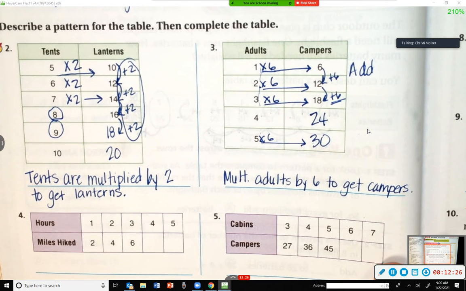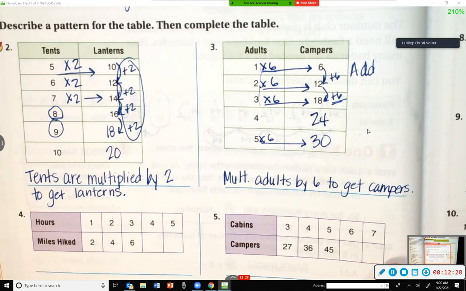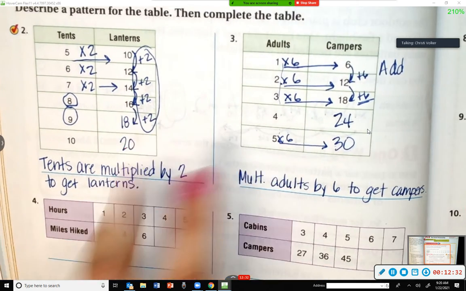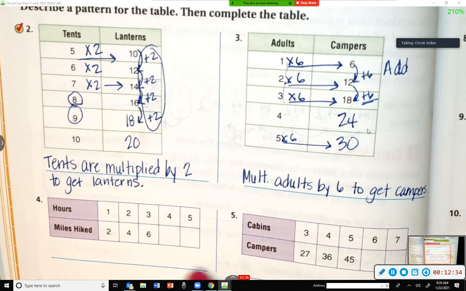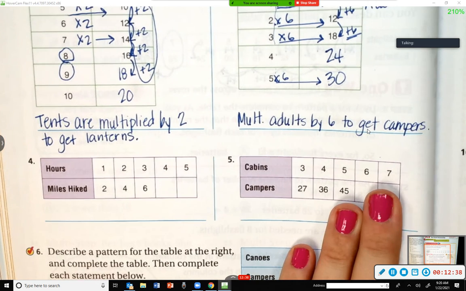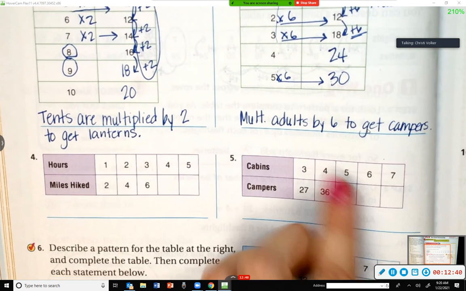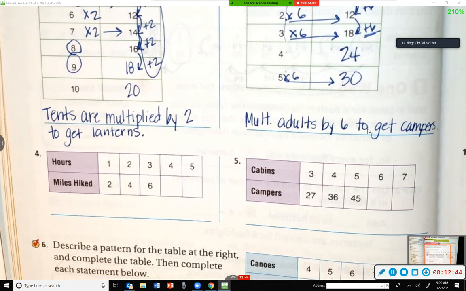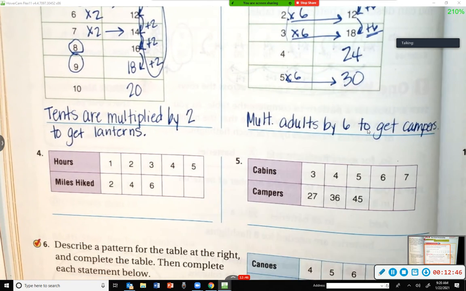Okay. Is it getting easier? So those were going up and down. Now let's try looking at tables going across. Okay? I'll give you a second or two to finish writing this down. If you're still writing, I still see pencils moving.